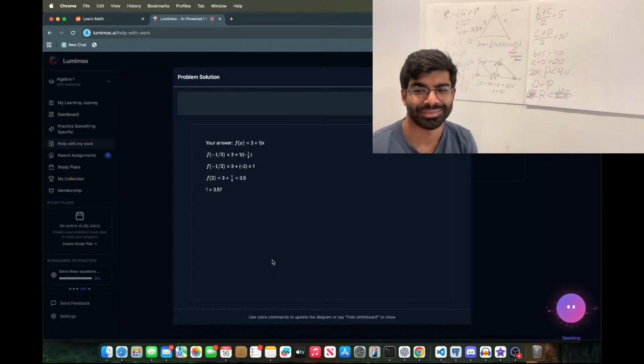Haha, no. Not condescending at all. You're totally right. 1 is not greater than 3.5, so this function doesn't work. Now let's look at the correct answer and see why it does work.